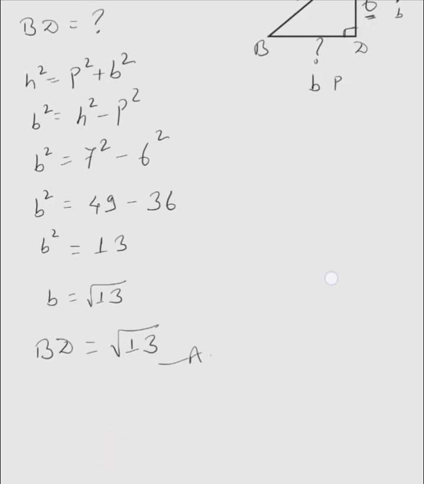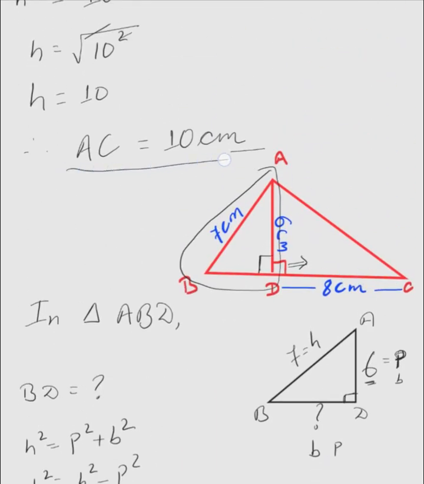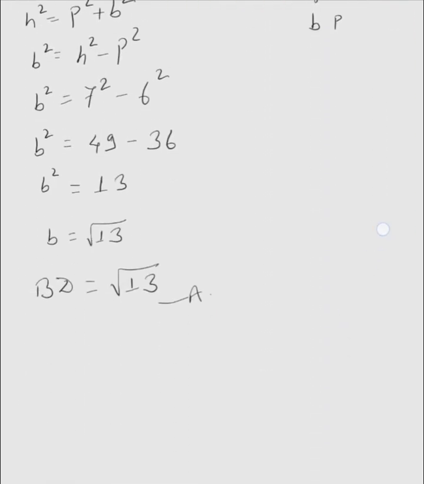So the answer is, first we took out 10 centimeter, second we took out root 13 centimeter.